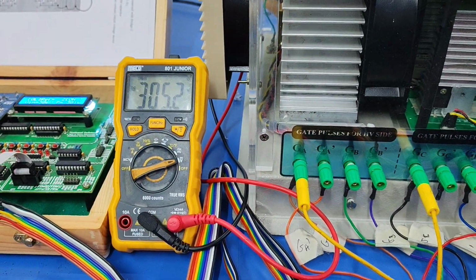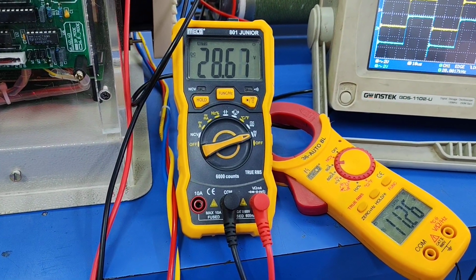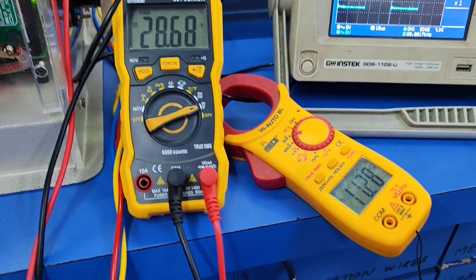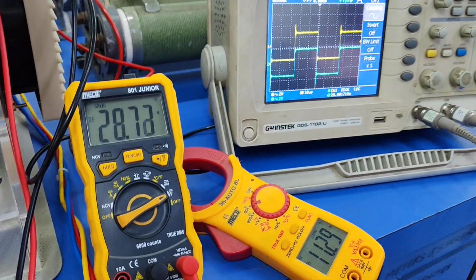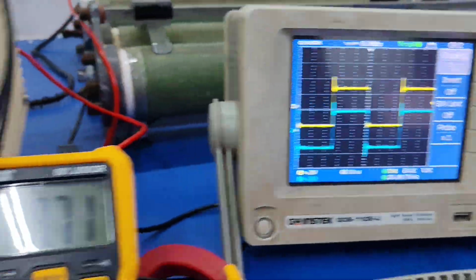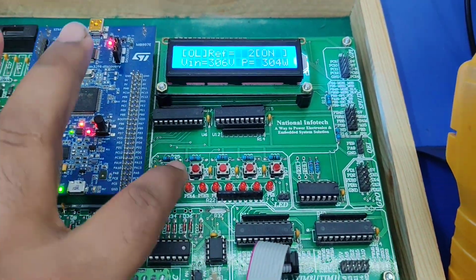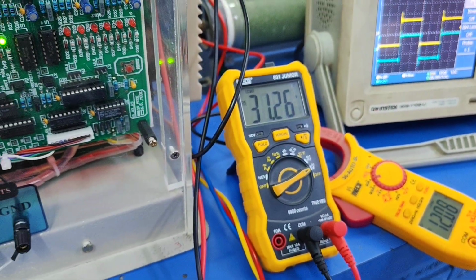So you can see at the 300 volt input, the voltage is 28 volt, 29 volt something, and 11.2 ampere current is flowing at this time. The primary voltage and secondary voltage is here. Now we can increase the phase shift between the primary and secondary, and you can observe the power is transferring from the primary to secondary.